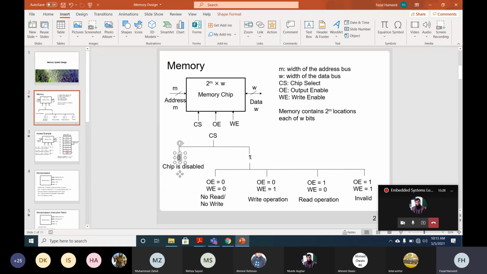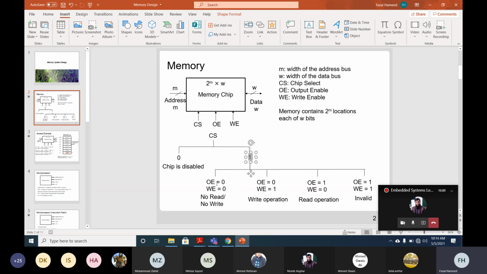The second possibility is that the chip select is 1. When the chip select is 1, there are further possibilities. It depends upon the signals OE and WE. OE is a 1-bit signal, WE is a 1-bit signal, so there are four possibilities: OE and WE are 0, 0; 0, 1; 1, 0; and 1, 1.